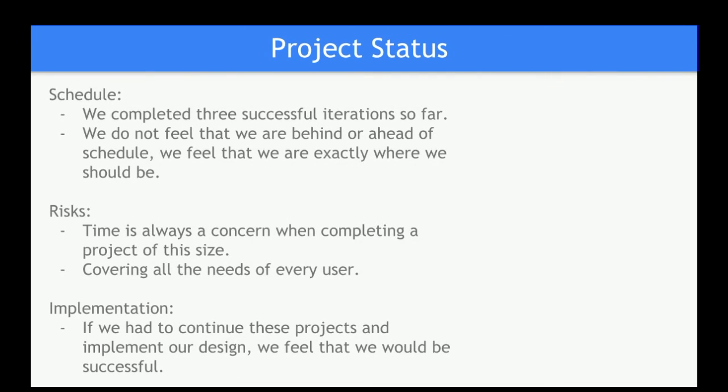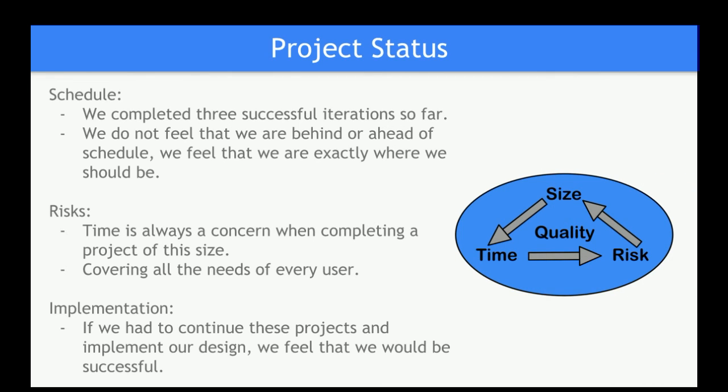As far as project status goes, we feel that we are exactly where we need to be. We've completed 3 successful iterations and are very happy with our final prototype. Some risks that we faced were, of course, time, as time is always a factor when completing a project of this size, and the other risk was making sure that we have covered all of the different users' needs. We feel that if we had to fully implement our design, that our group would have a very good chance at having a successful program that would meet all potential user requirements, and that each user type would be satisfied with their overall user experience.